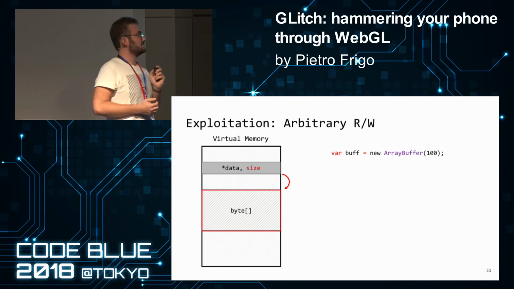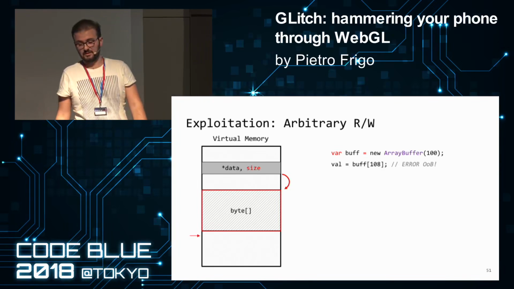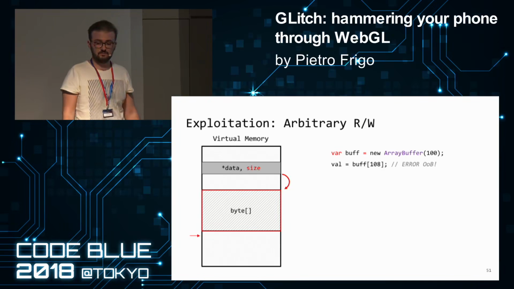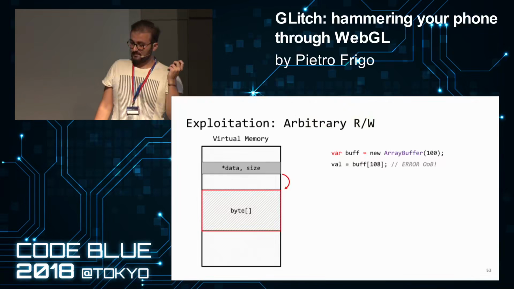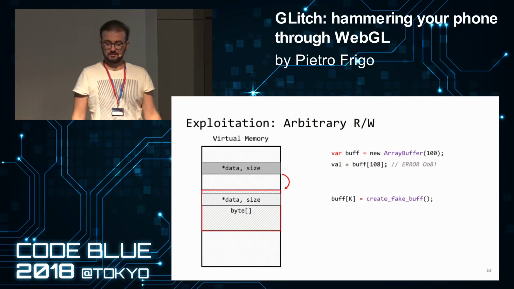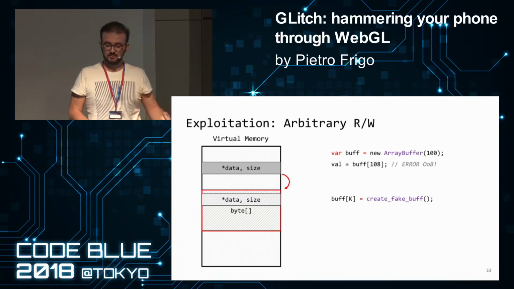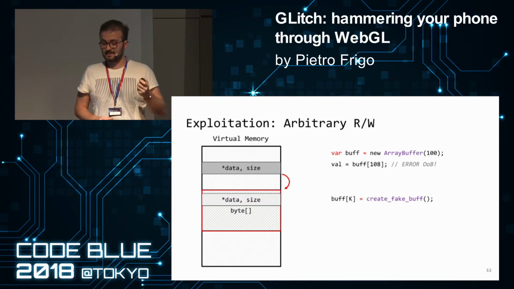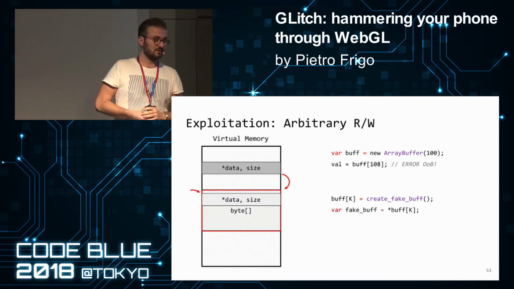The problem with the size is that if you want to perform an access out of bounds, of course it's going to trigger an error, because you're not allowed to read that. And as a consequence, we need to go deeper. And with this, we mean that you actually need to create a fake array buffer inside the array buffer. So it's kind of an inception, and that's why the reference. And then you want to create a reference to that array buffer.